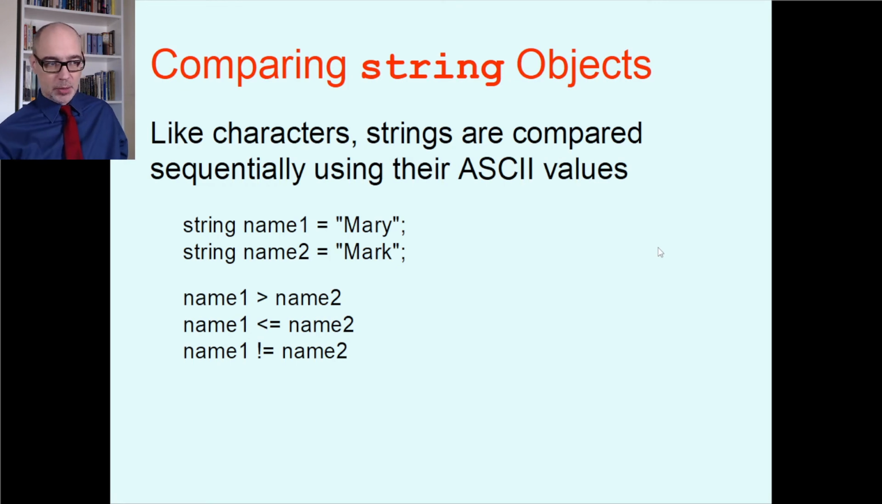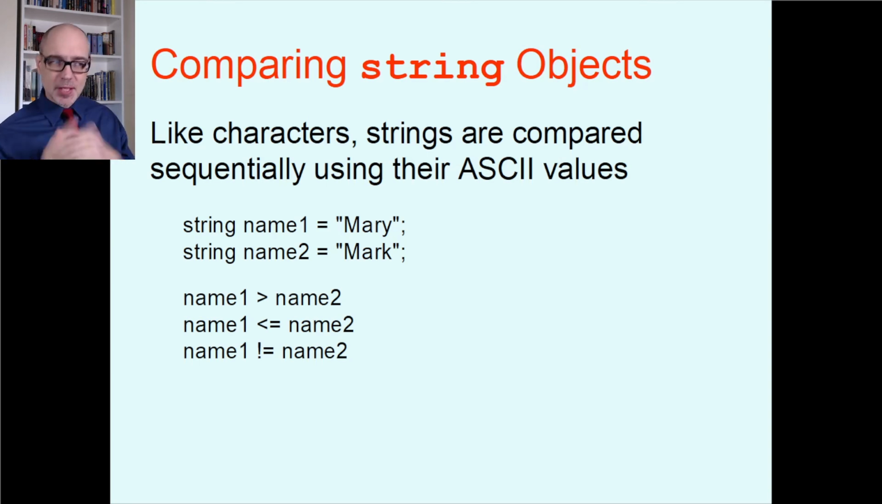So this is all legitimate C++. You can check and see if name1 is greater than name2, which is really going to determine, does name1 come after name2 in the dictionary? You can check, is name1 less than or equal to name2? Does it come before it? You can check, is name1 not equal to name2, different than it? So any of those things are possible.